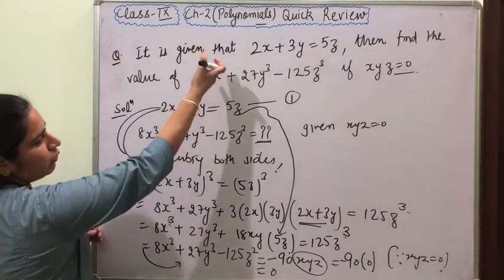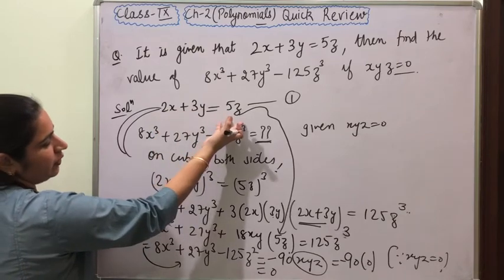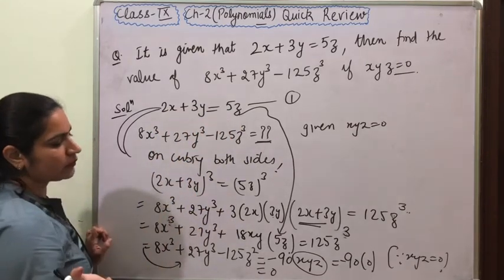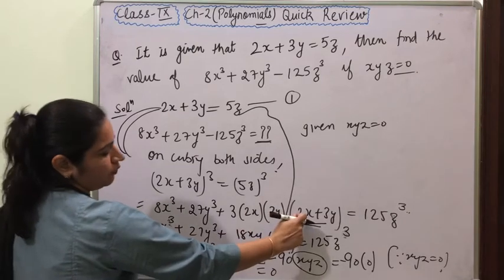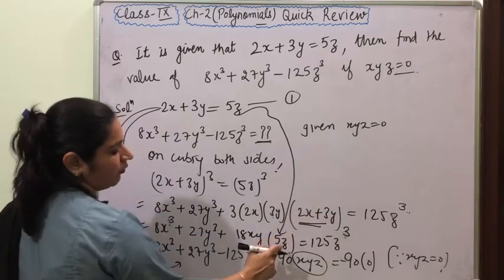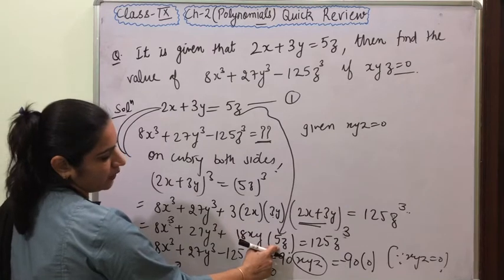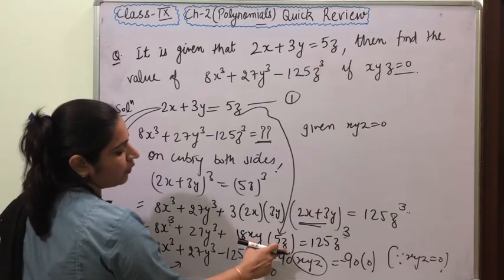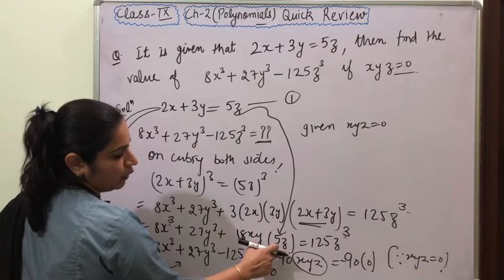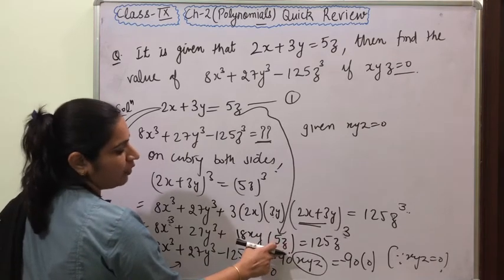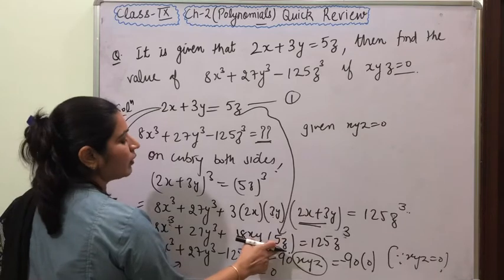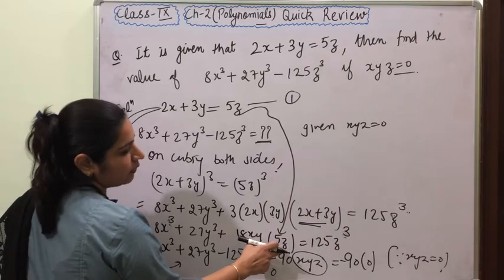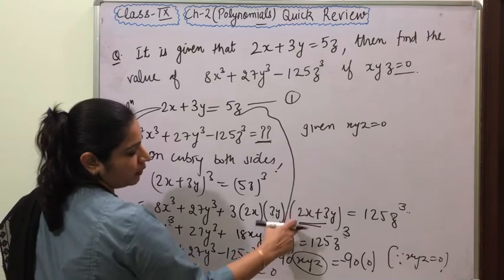On cubing both sides, this was the given term. After that, one step is very important. Here, in place of 2x plus 3y, we have to substitute 5z, because xyz is given as 0 and we want to substitute the value of xyz. If we do not apply the value, then we will not be able to solve the question. This step is very important in this question.